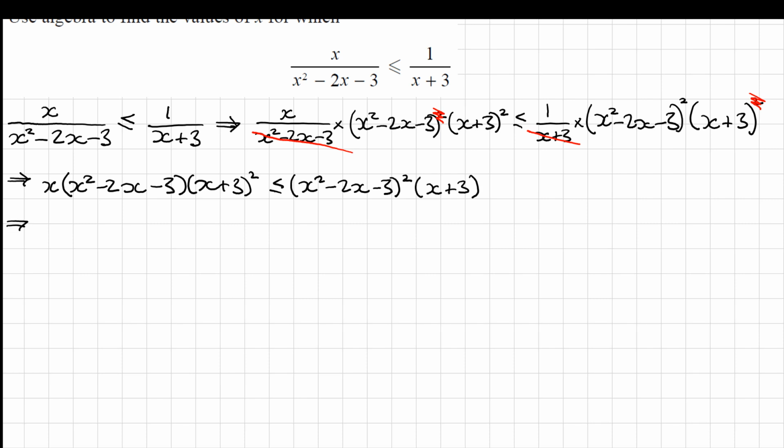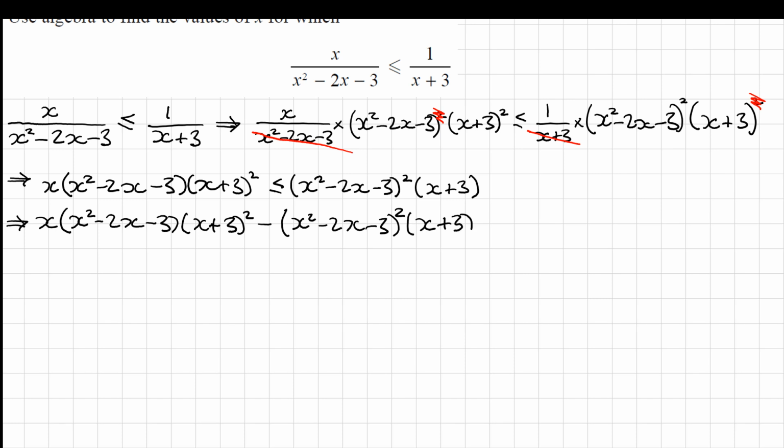I'm going to bring everything to one side because I want to factorize it. So I'm going to have x squared minus 2x minus 3, and then the x plus 3 all squared, and then bring everything from the other side over. So minus x squared minus 2x minus 3 all squared times by x plus 3. Now it's all less than or equal to 0. I want to factorize it. That's why I brought everything to the same side.